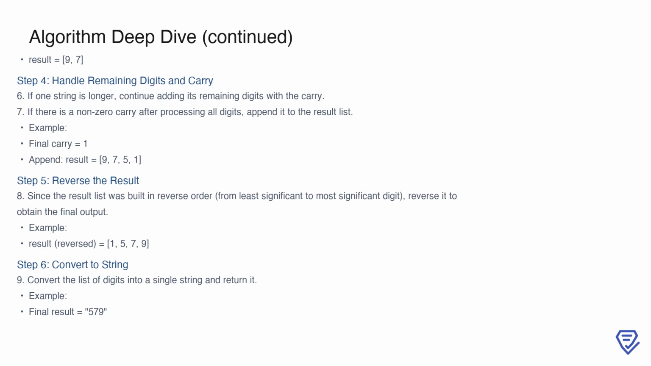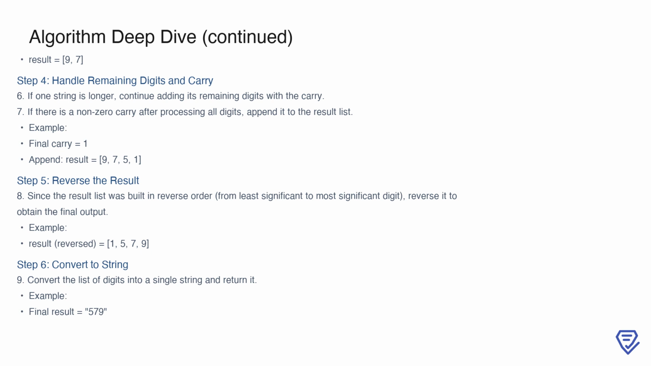After processing the aligned digits, we need to handle any remaining digits in the longer string. These are added to the carry if one string is longer than the other. If there's still a non-zero carry after all the digits have been added, it is appended to the result list. For example, if the final carry is 1, appending it results in a list like 9, 7, 5, 1.